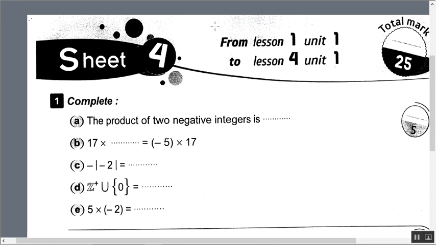Sheet number 4. He said complete. Question number A. The product of two negative integers.